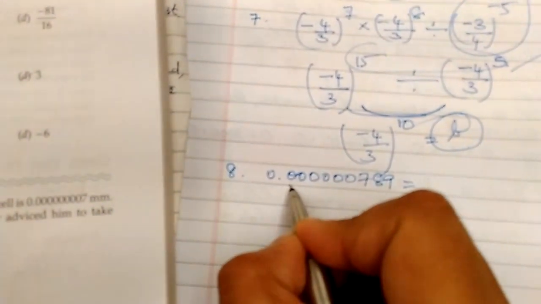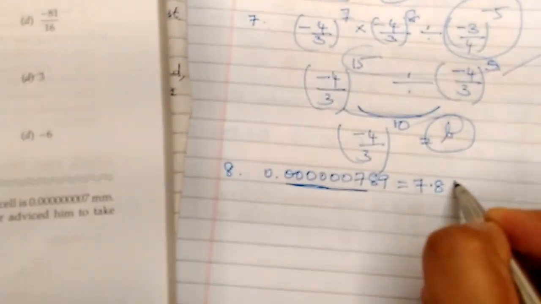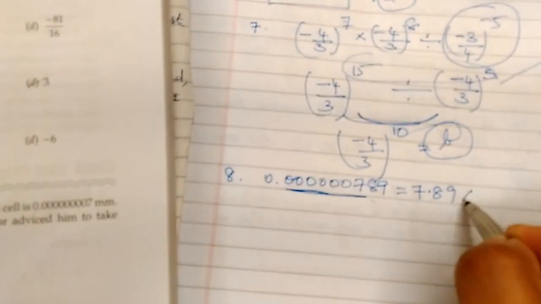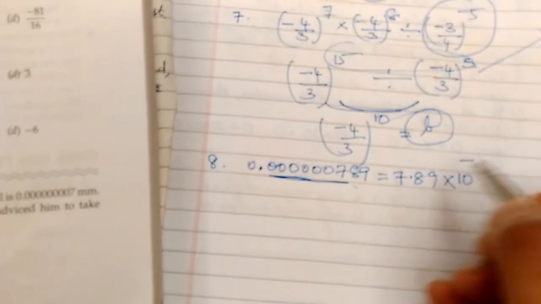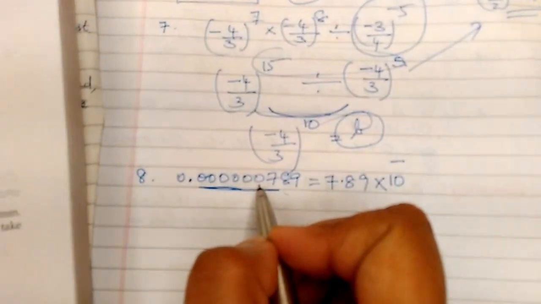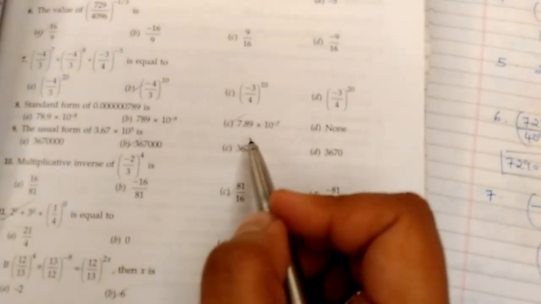So it is till 7. You will include the 7 also. So it is 7.89. Whatever is the rest, you will put as into. If it starts with the decimal, then into 10 to the power minus. How many are there? 6 zeros and 1. So it is minus 7. So here the answer is C.